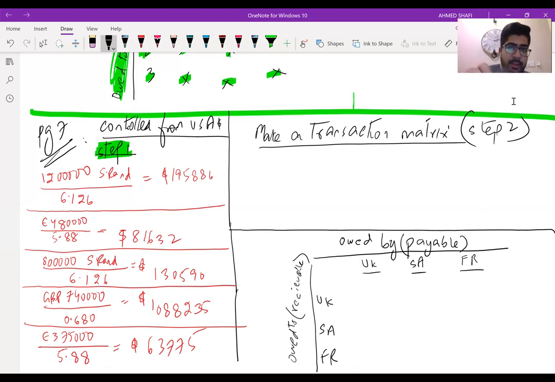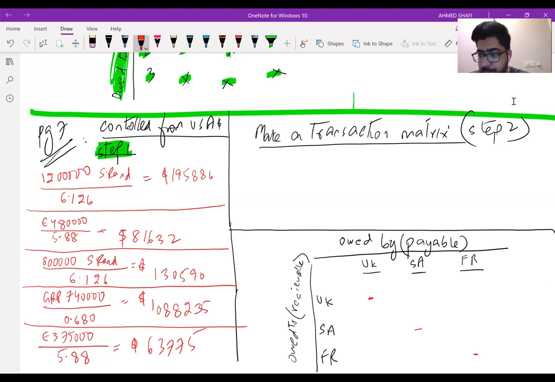Fill these boxes. Obviously, there is no transaction of receivable and payable between UK and UK. It can't be. Payable is UK, receivable is UK. It can't be. No receivable payable between South Africa, South Africa. No receivable payable between France, France. Fill others.